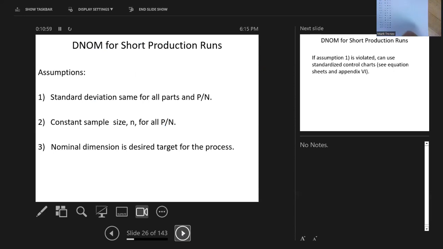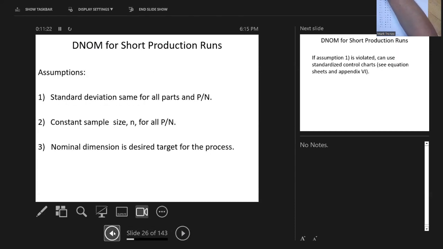And so when we're doing these, we have several assumptions. We're assuming the standard deviation is the same for all the parts. And we have a constant sample size N for all the parts. It could be 3 or 4, whatever. And then we know what the nominal or desired target is.